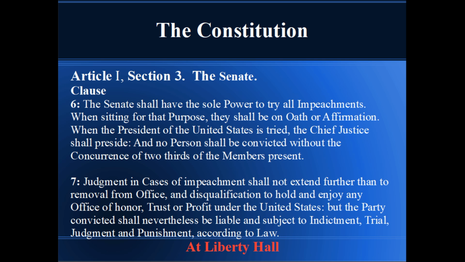Clause 7. Judgment in cases of impeachment shall not extend further than to removal from office and disqualification to hold and enjoy any office of honor, trust, or profit under the United States. But the party convicted shall nevertheless be liable and subject to indictment, trial, judgment, and punishment, according to law.